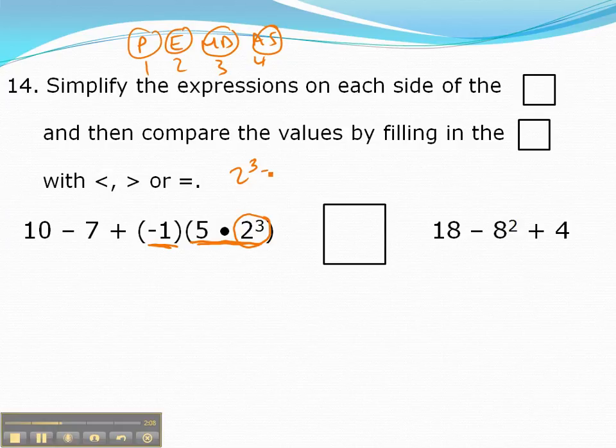2 to the third power means 2 times 2 times 2, three 2's multiplied together. 2 times 2 is 4, and 4 times 2 is 8. So that 2 to the third is 8. Rewrite the rest of the expression exactly as you see it. We don't lose those parentheses yet because we haven't done that multiplication yet.